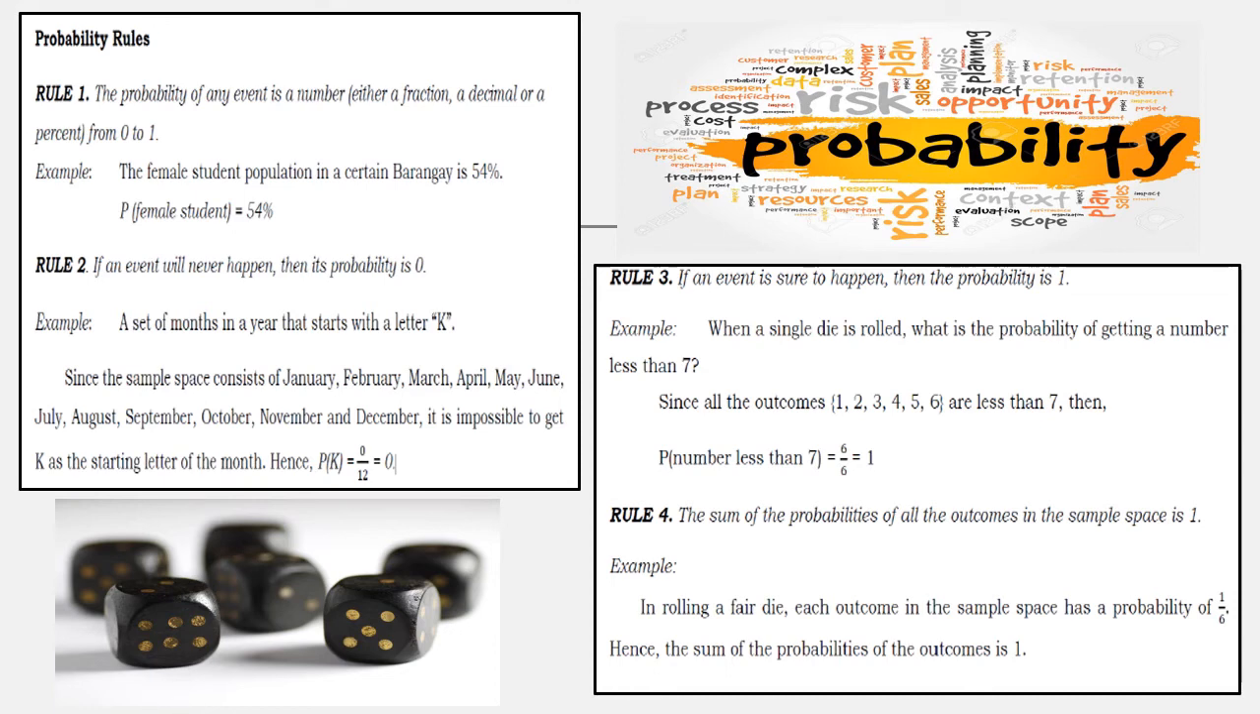Rule number 3. If an event is sure to happen, then the probability is 1. When a single die is rolled, what is the probability of getting a number less than 7? Since all the outcomes are less than 7, we have the probability of 1. Rule number 4. The sum of the probabilities of all outcomes in the sample space is 1. Example, in rolling a pair of dice, each outcome in the sample space has a probability of 1 over 6. Hence, the sum of the probabilities of the outcomes is 1.